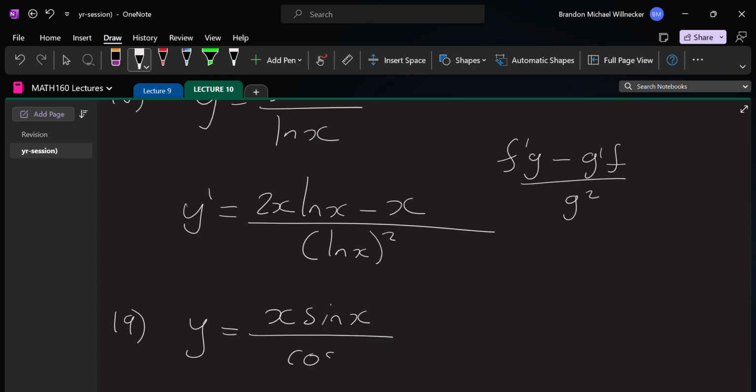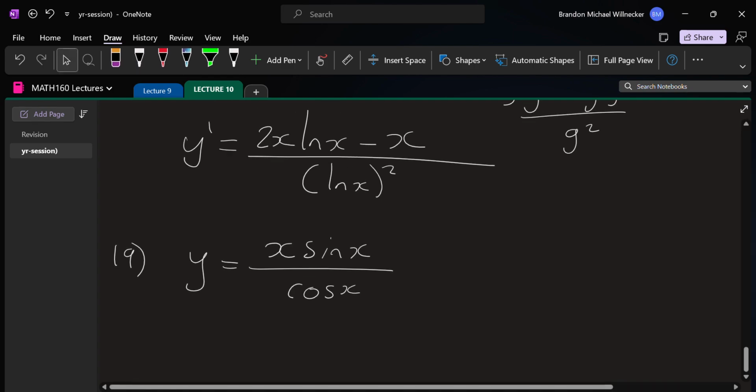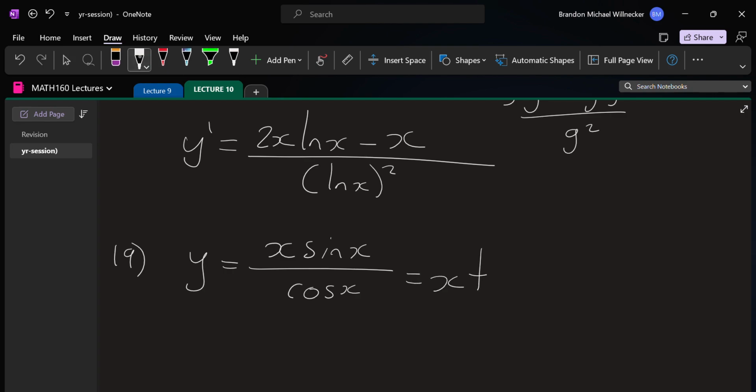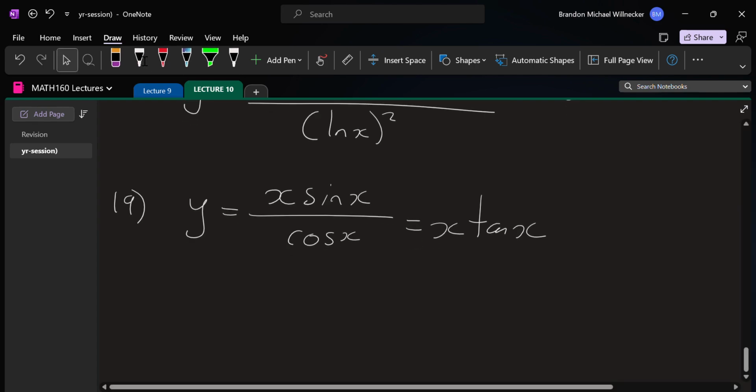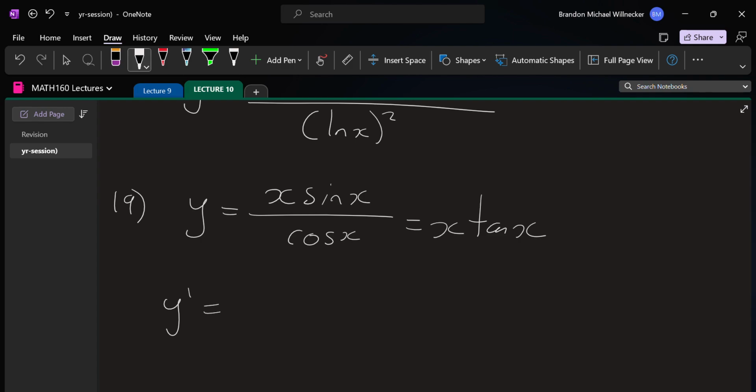Okay, 19. Okay, so we have y is equal to x sine x all over cos x. Okay, so just looking at this quickly, you might think you have to do the quotient rule because we have something at the top, something at the bottom. But remember, sine over cos, that's just tan. So we can write this as x tan x. Now, instead of the quotient rule with the top being a product, we now just have the product rule. Okay, so if you can simplify the expression before taking the derivative, that helps quite a bit.